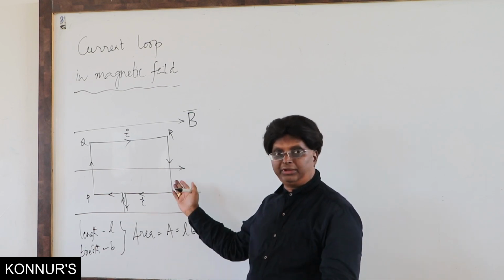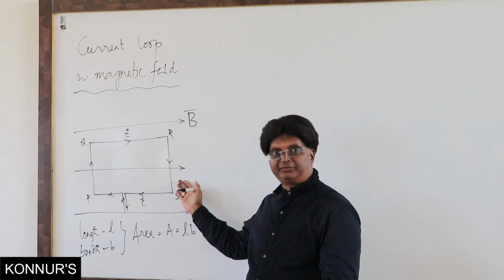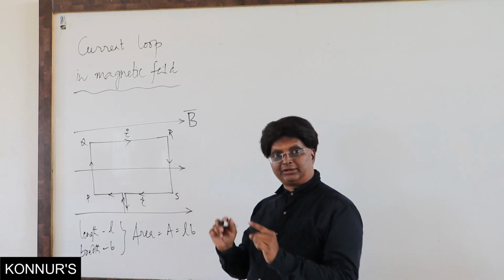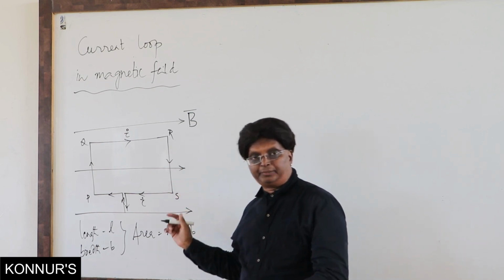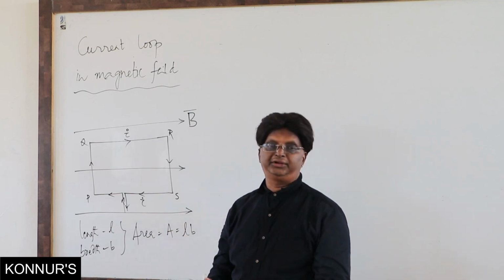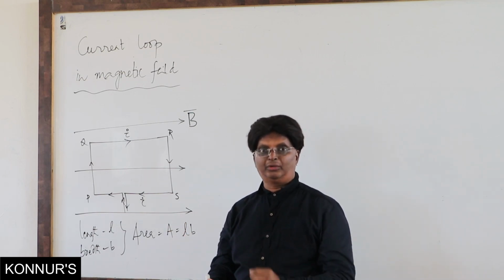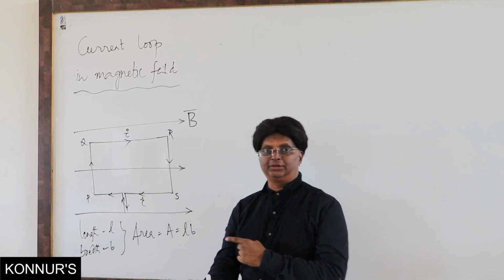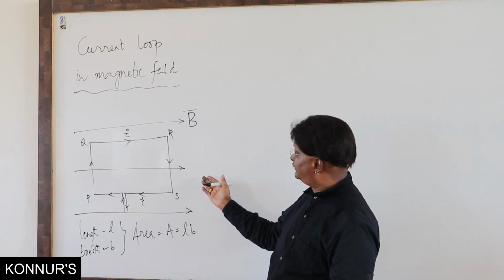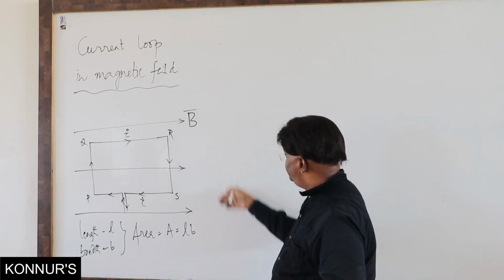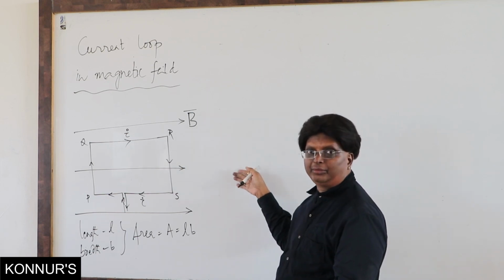Maybe now we have shown the case of a rectangular frame, a rectangular loop, but whatever result we get is applicable for any other geometry also. Now in this figure, what I have shown is that the plane of the magnetic field is the plane of the board, right?